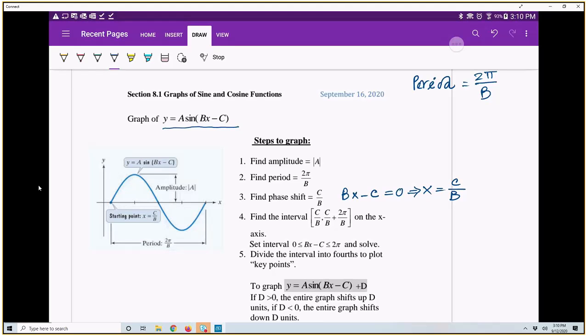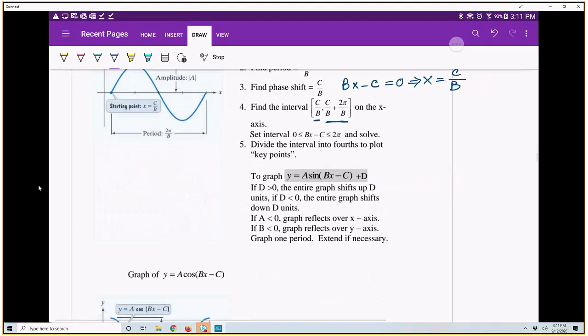So the original sine function will behave in this transformed form the same way between the values of c over b and c over b plus the period 2 pi over b. That will be one period for this transformed function, as if we are transforming the period 0 to 2 pi according to the transformed sine function given here.